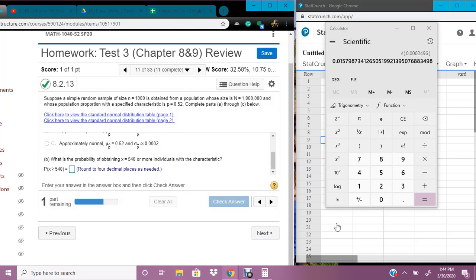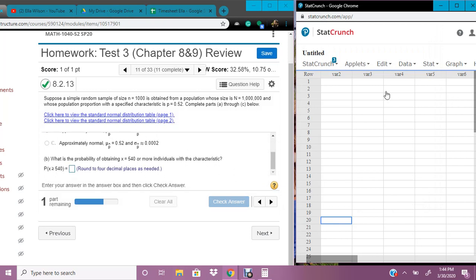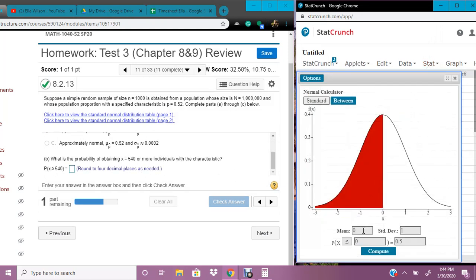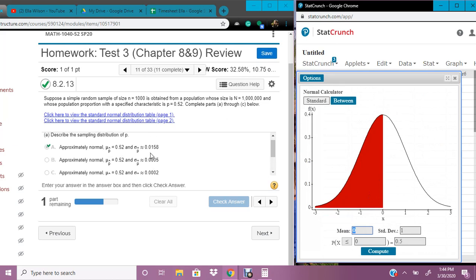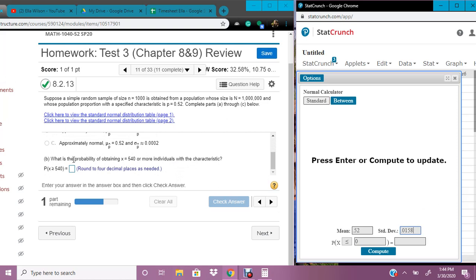Okay, and now we get to use a calculator, and we said that it was normal, so that means we're going to use a normal calculator. So 0.52 for our mean, our standard deviation is 0.0158, and then this is the part that's kind of different.